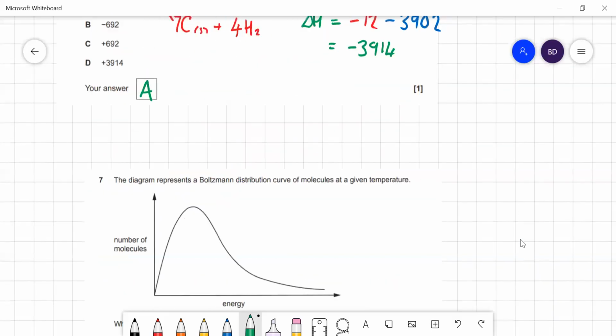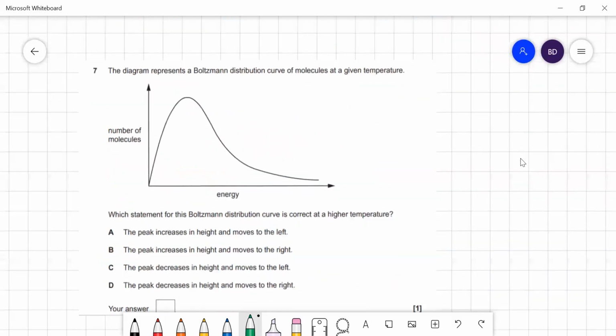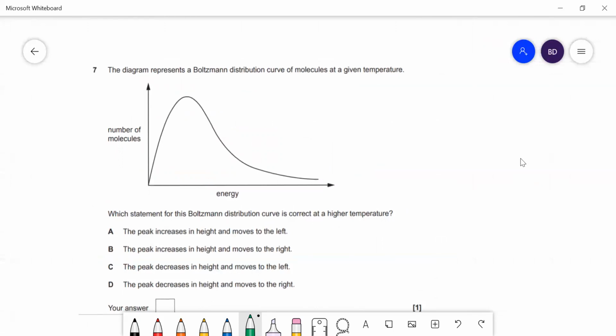Okay, we've got a Boltzmann curve there. Right, when we have a higher temperature, what happens to the peak? Well, it goes like this. Right, so the peak shifts to the right because the most probable energy of the molecules goes higher, but the peak is also lower because the area under the curve has got to be the same as the first one.